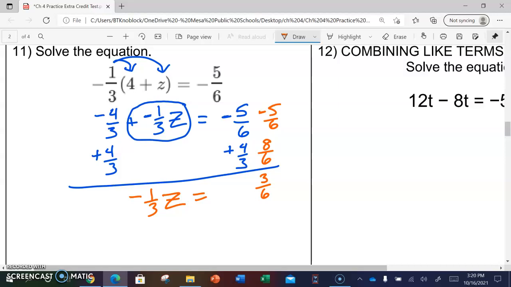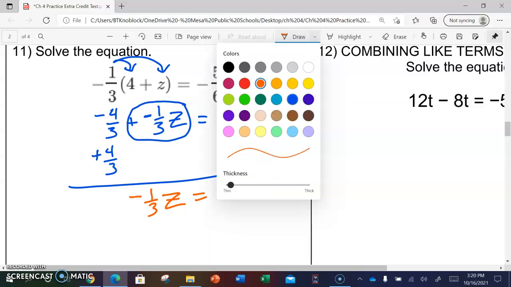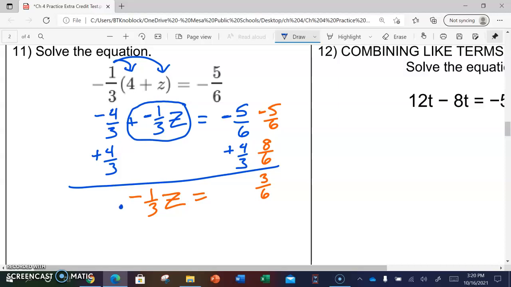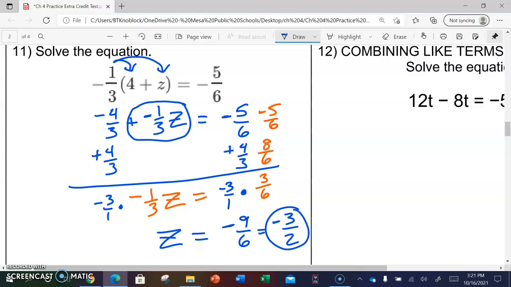Then to get rid of the negative 1/3 touching the z, I'm going to multiply by its reciprocal. So that's going to be negative 3 over 1. So times this by negative 3 over 1. So z equals negative 9 over 6, which would simplify to negative 3 over 2. So you get negative 3 over 2, or negative 1.5, or negative 1 1/2.